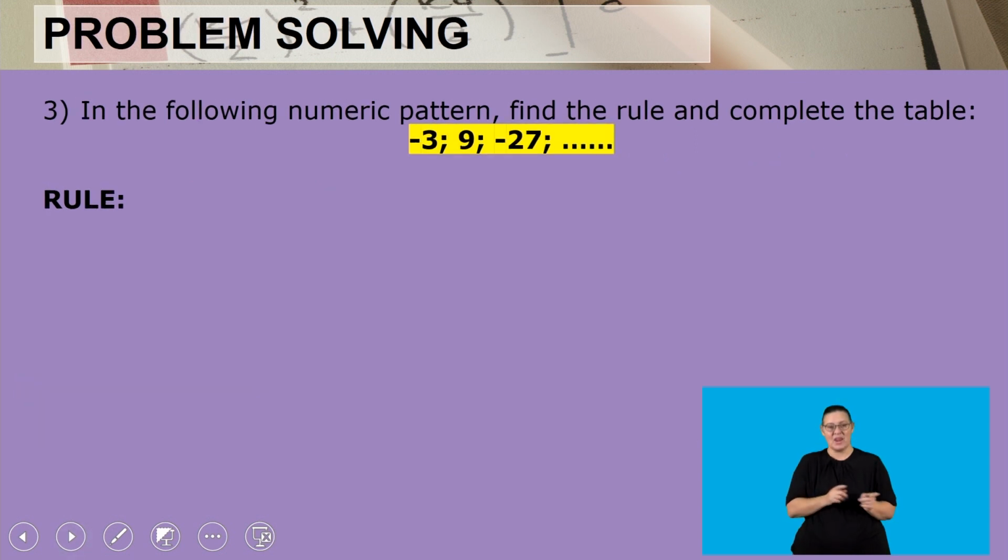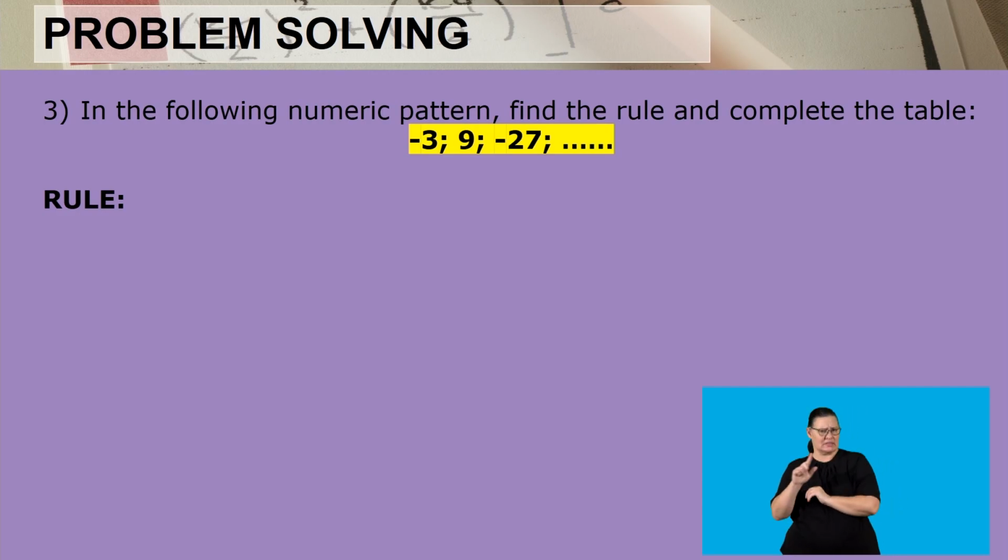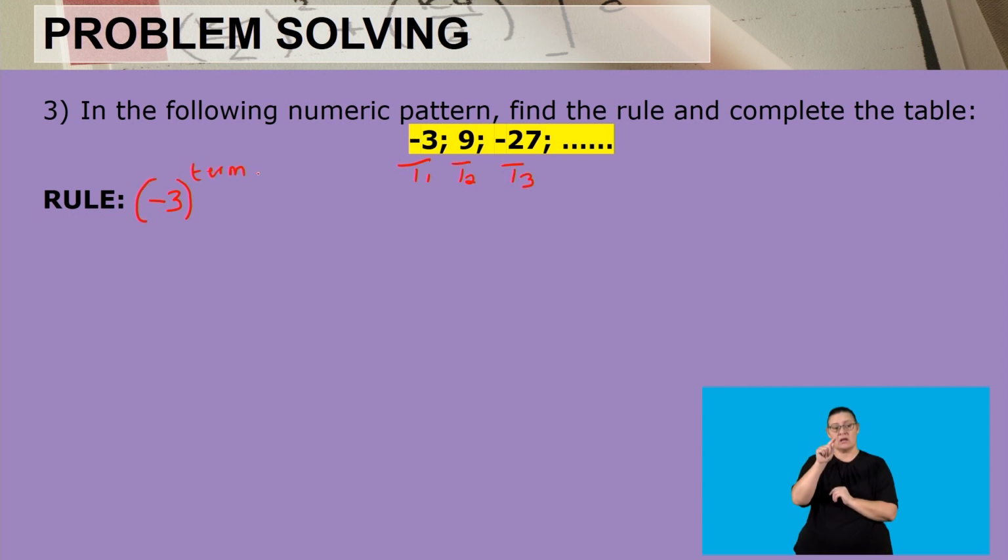Let's go over to our last question, and we have been given here a -3, a 9, and a -27, and of course that pattern continues. What rule do we see from our pattern? How can we find the relationship between our term number and our term itself? Well, can you see that here for our rule we are taking a -3, and as an exponent we are placing that term number there.